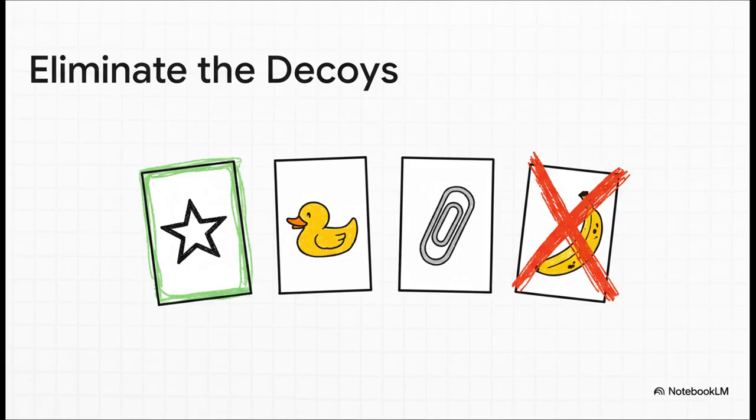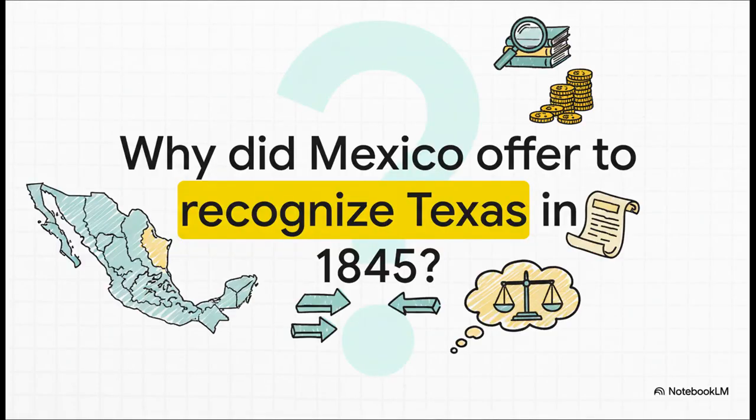Now for the fun part, elimination. We know our answer is correct because the notes support it directly. But what about the other options? Well, our source doesn't say anything about alliances, or the U.S. refusing to help, or Britain backing Mexico. They're just decoys designed to throw us off. We can confidently cross them out. Feeling good about this? You should. Let's run the process again, just to prove that this thing works every single time.